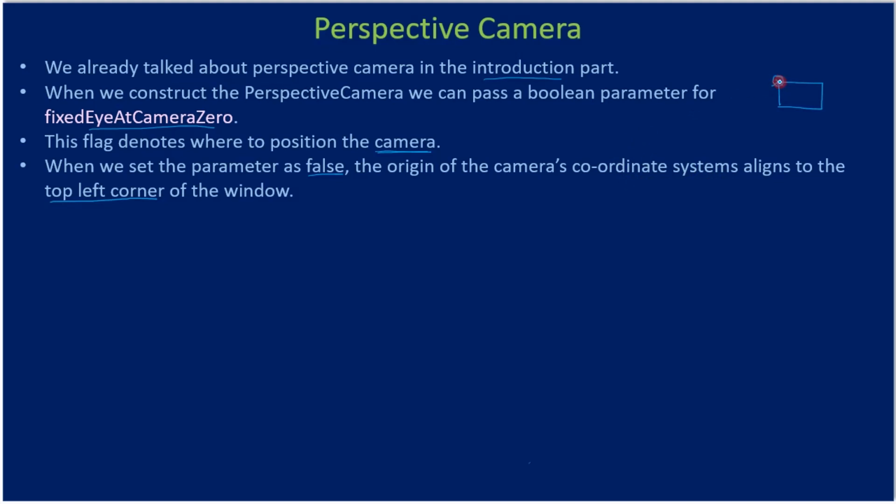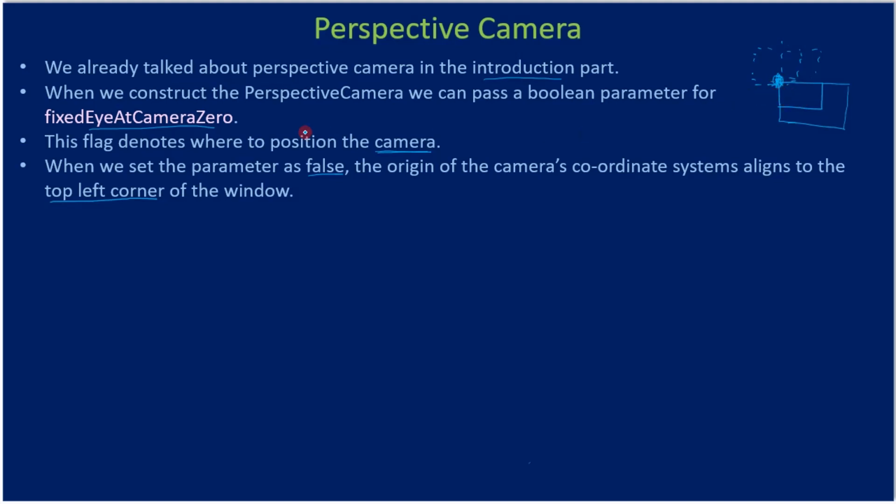That means if this is the camera and this one is the camera's coordinate system, the origin always aligns towards the top left. If you resize the screen, the object may look at a different location, but the camera goes and realigns towards the top left.